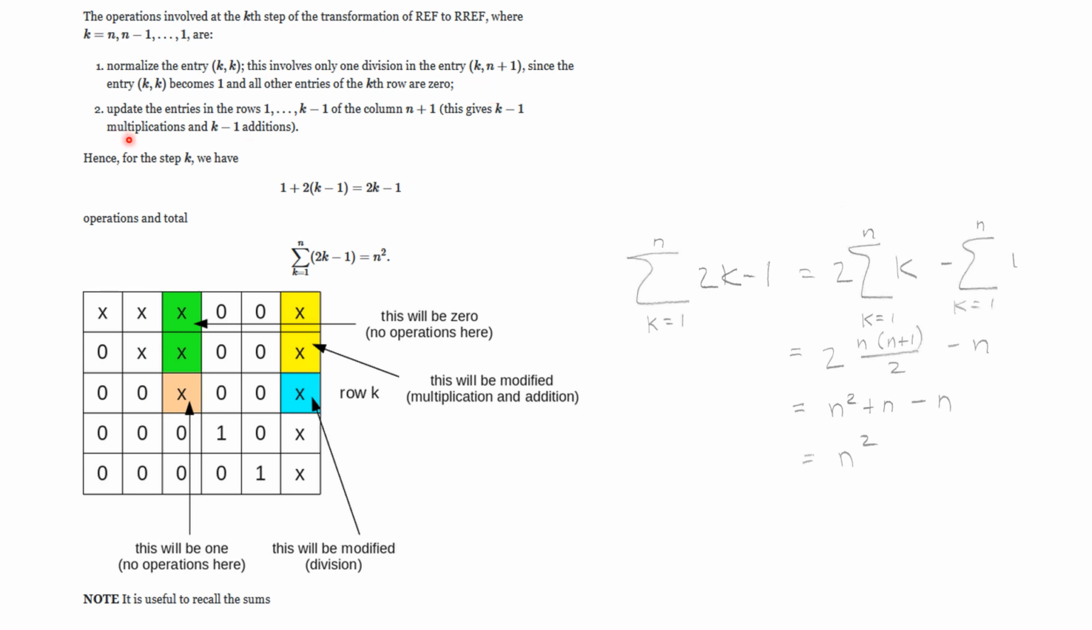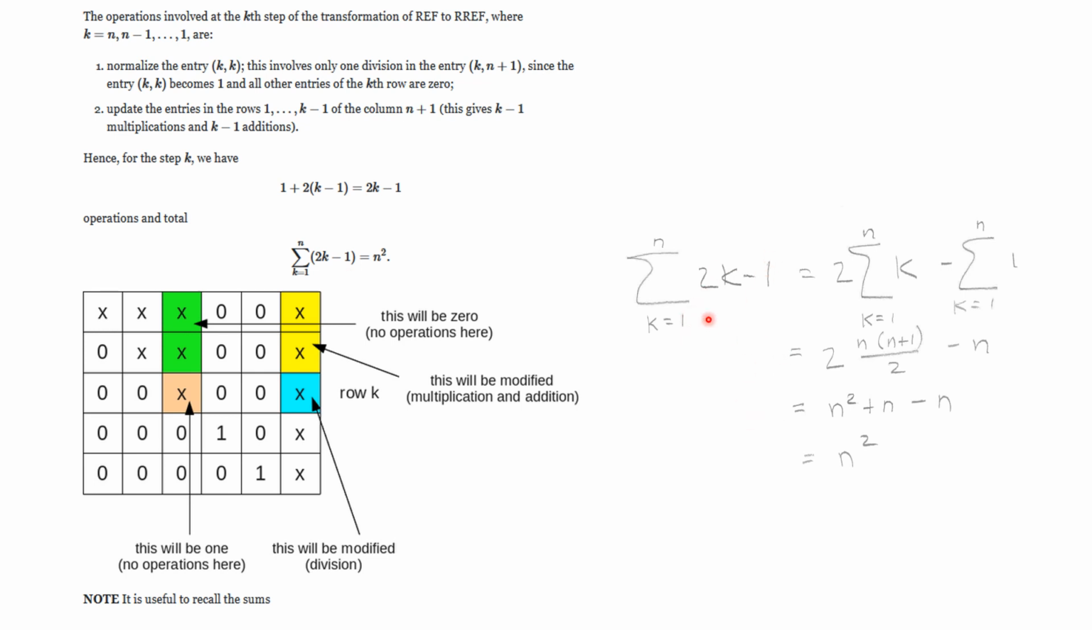And then what you're going to do, because of the row reduction that we did earlier, is update the entries in this column, and that's going to be k minus 1 multiplications and k minus 1 additions. Now, when you've got a multiplication and addition, you've got 2. So this is 2 times k minus 1. So for the k-th step, you have 1, that was this step right here, and then you have 2 times k minus 1. You do all that algebra, and you get 2k minus 1. But then we have to do that for each k from k equals 1 to n of 2k minus 1.